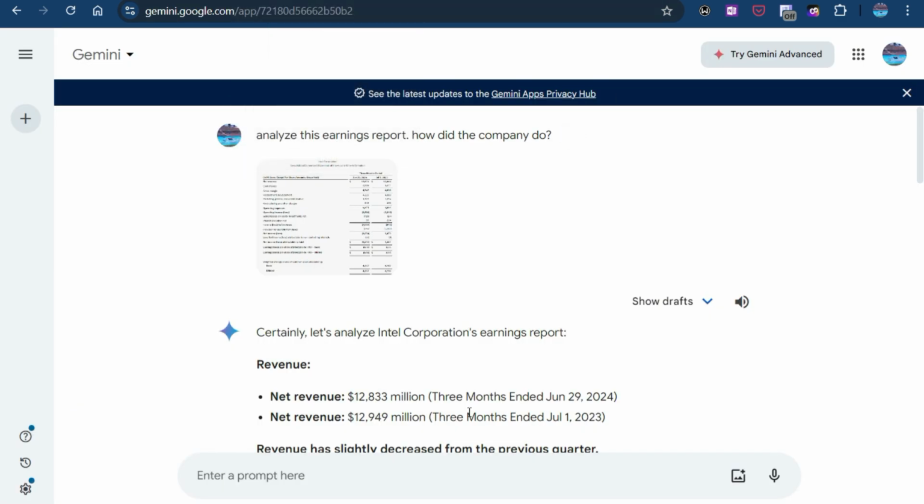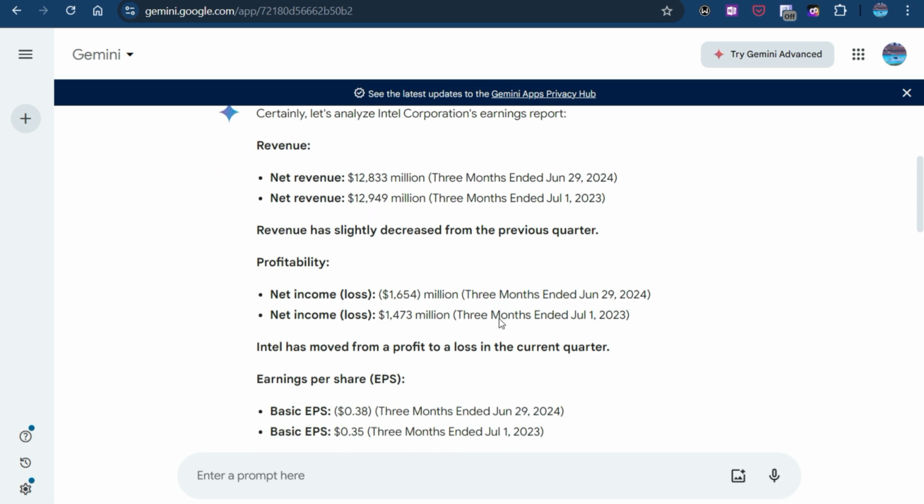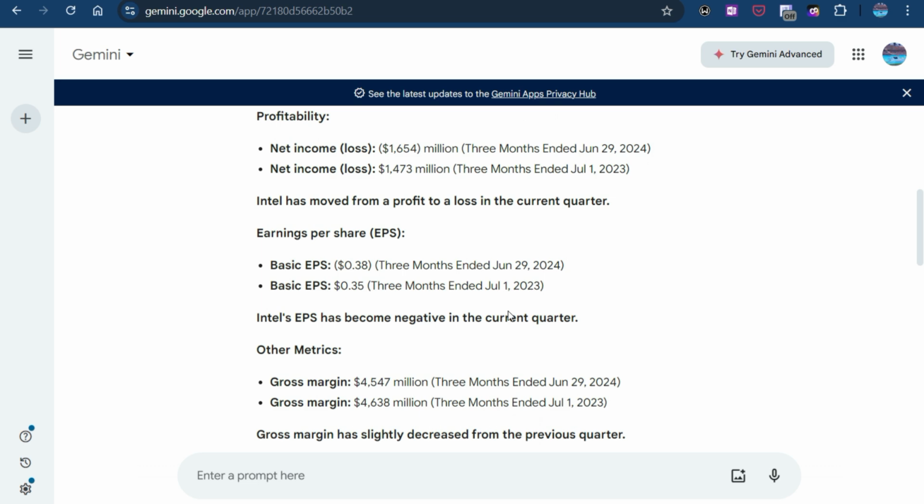Next up, let's look at Gemini. So it's a bit of a cleaner setup. It tells us what the revenue was for the period. It tells us again that revenue slightly decreased from the previous quarter. So again, it tells us correctly that revenue went down. Net income, so it's giving us a bit of a cleaner analysis in terms of the setup. So I do like that it's easier to read. It's not just one line at a time.